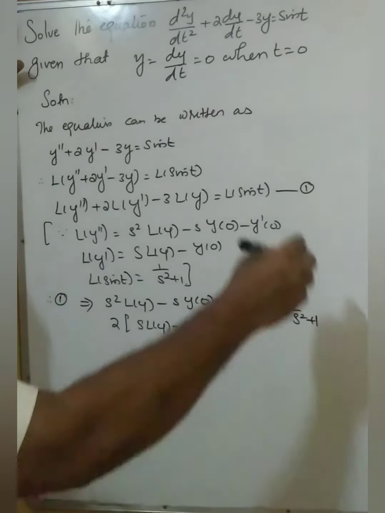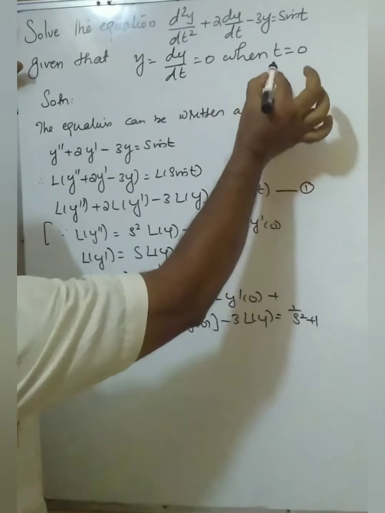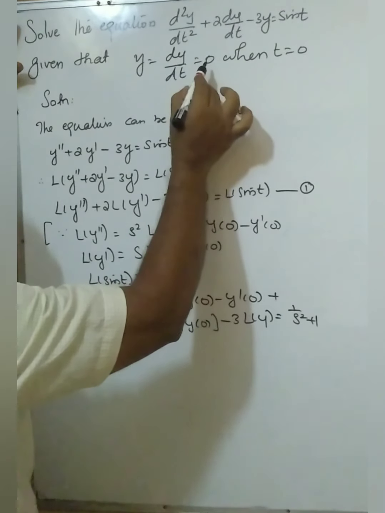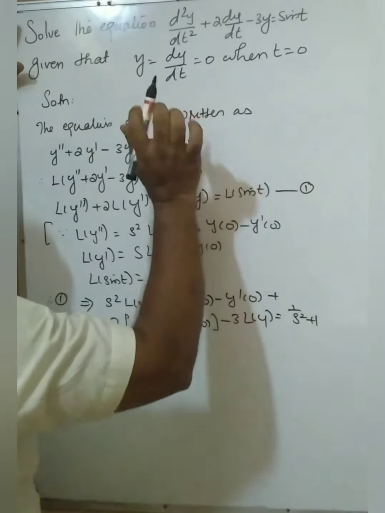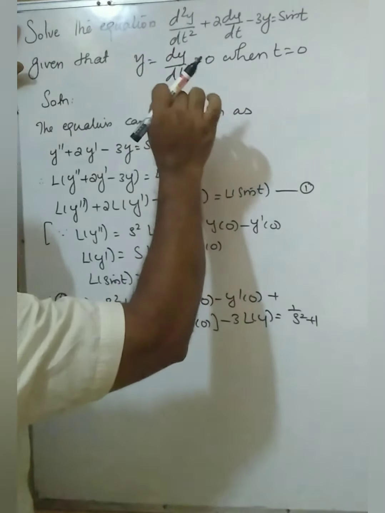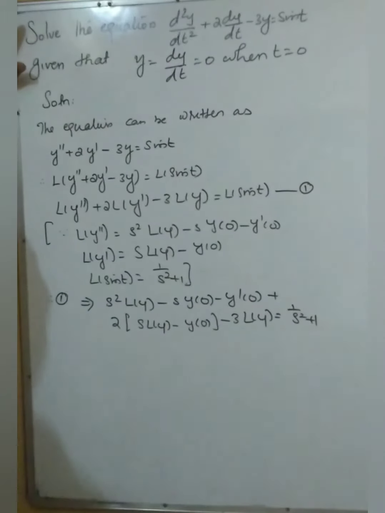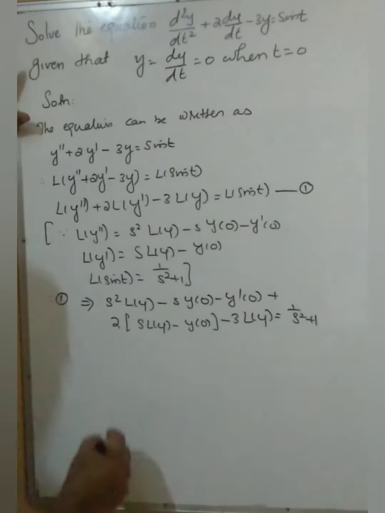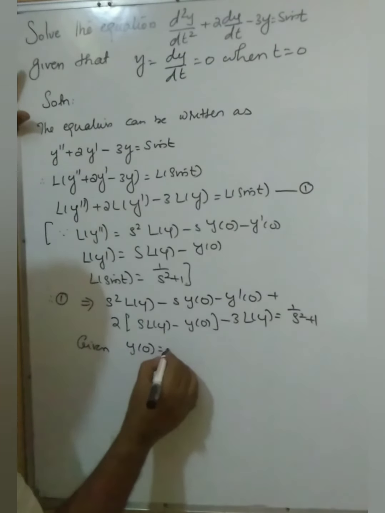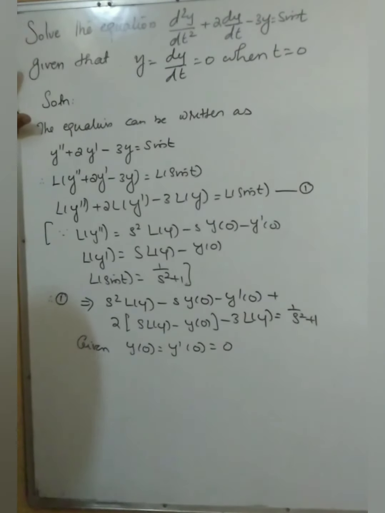Now, what is given? Given y equal to dy by dt equal to 0 when t equal to 0. That means y of 0 equal to 0, y dash of 0 equal to 0. y means y of t, this function contains t, that is y of 0. dy by dt means y dash, that also contains t, that is y dash of 0 equal to 0. Given y of 0 equal to y dash of 0 is equal to 0.